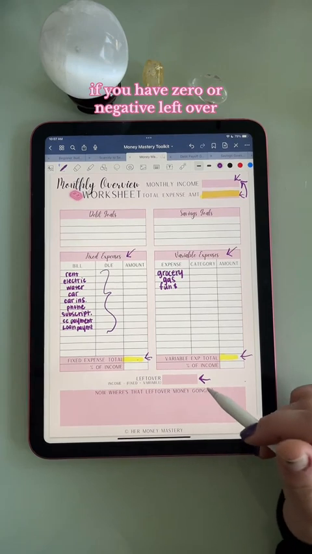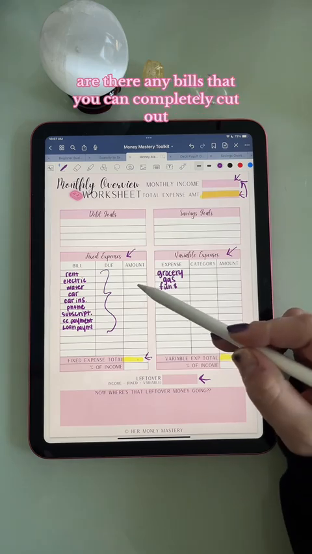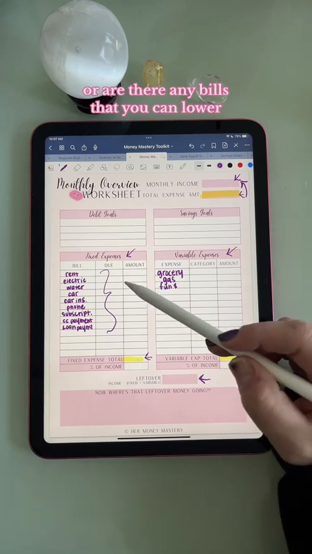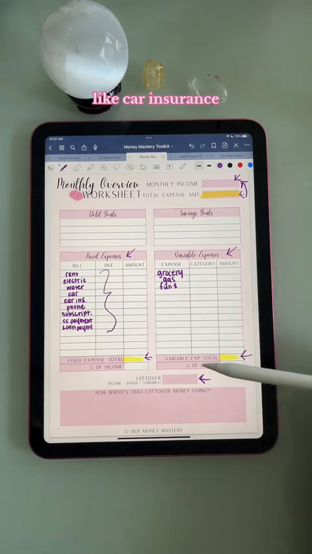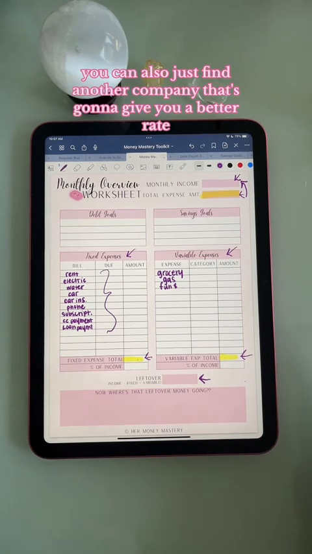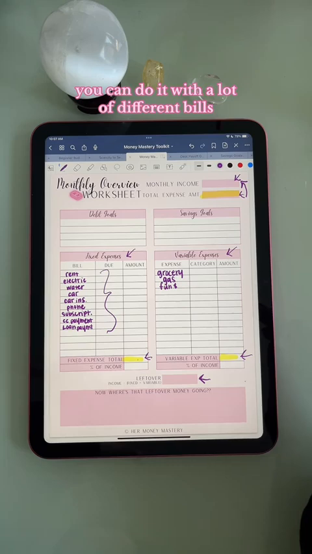If you have zero or negative left over, you first need to go through your fixed expenses and see, are there any bills that you can completely cut out, like subscriptions, or are there any bills that you can lower, like car insurance, for instance? You can call them and ask them for a discount. You can also just find another company that's going to give you a better rate. You can do this also with your phone bill. You can do it with a lot of different bills.